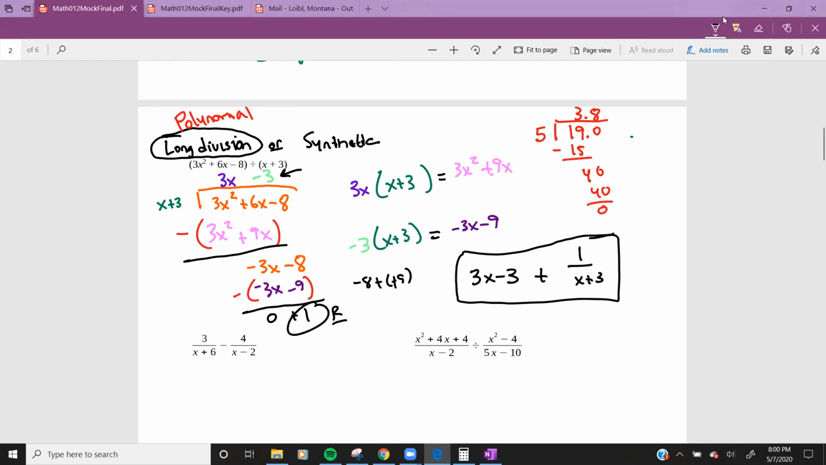So it is your quotient, which is 3x minus 3, plus your remainder over your divisor, what you're dividing by.